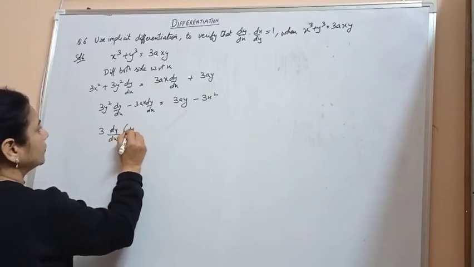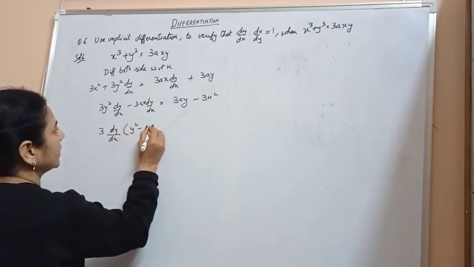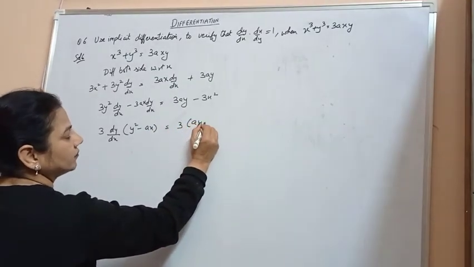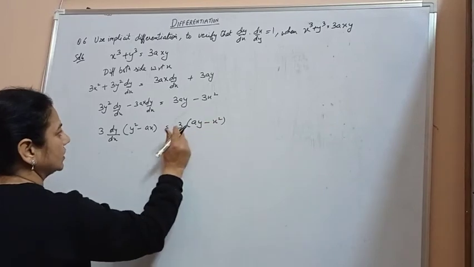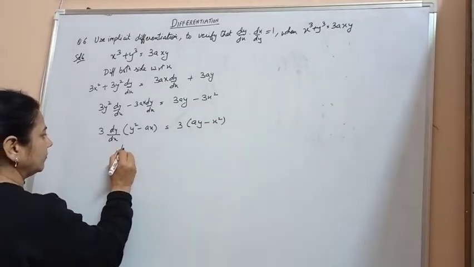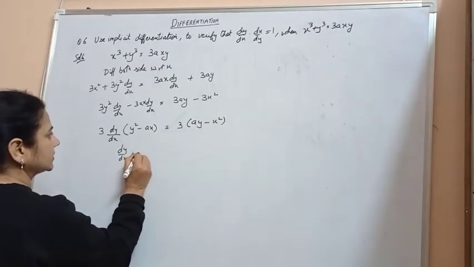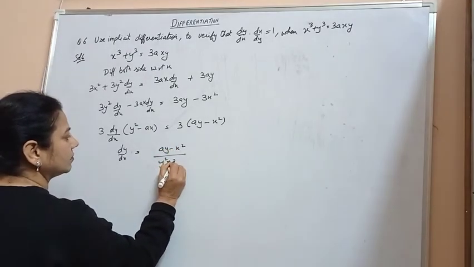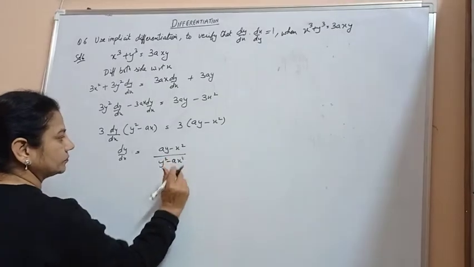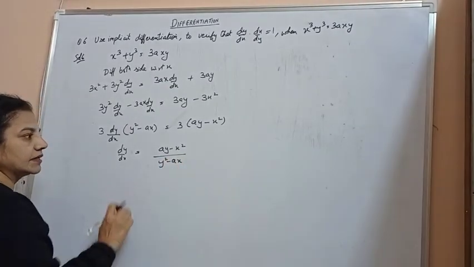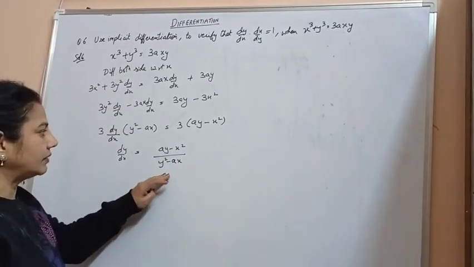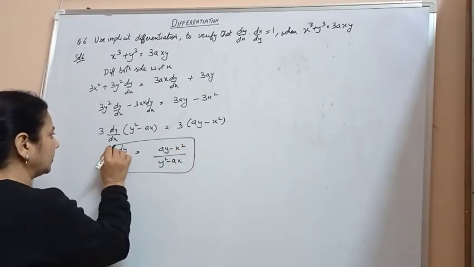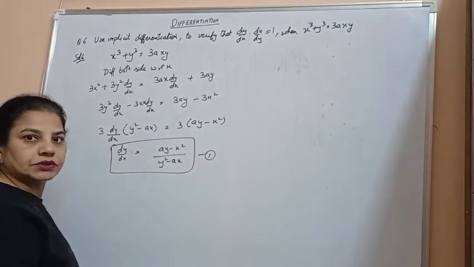I am left with y² minus ax, and here also I take 3 common. I am left with ay minus x². The 3 cancels out. We get the value of dy/dx is equal to (ay minus x²) upon (y² minus ax). So dy/dx is equal to (ay minus x²) upon (y² minus ax). So here I get the result for dy/dx. This is my first equation.